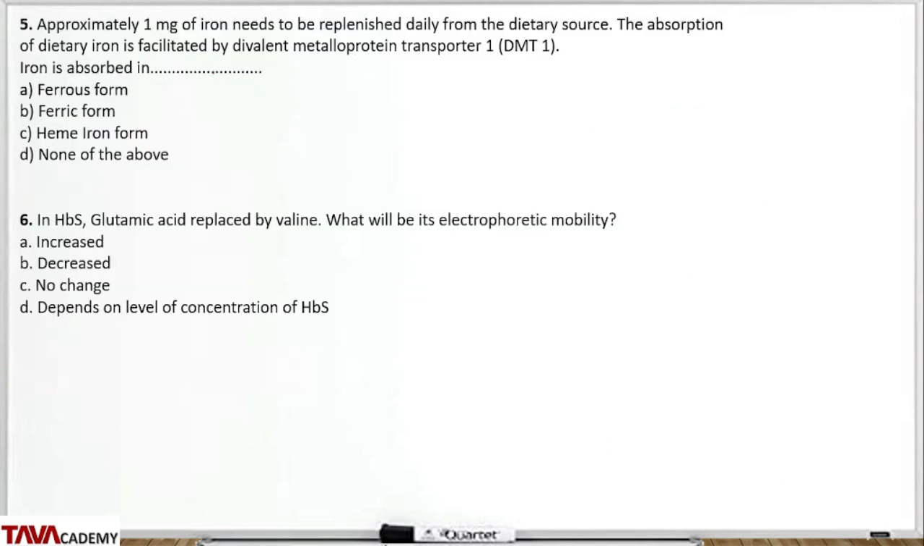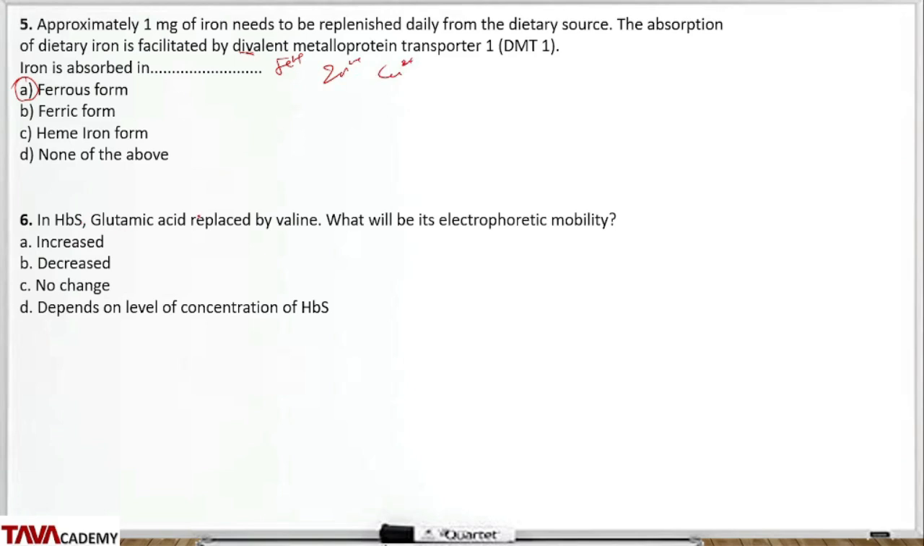For question 5, approximately 1 milligram of iron needs to be replenished daily from dietary source. The absorption of dietary iron is facilitated by divalent metal transporter 1. Iron is absorbed in which state? We said it before, it is absorbed in the ferrous form, the Fe2 plus form, because this is divalent. The divalent means it needs molecules with 2 plus charge to be able to absorb them.